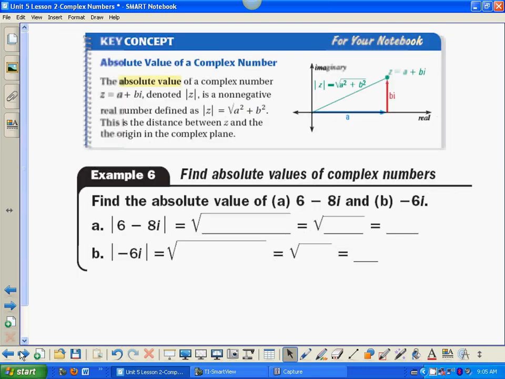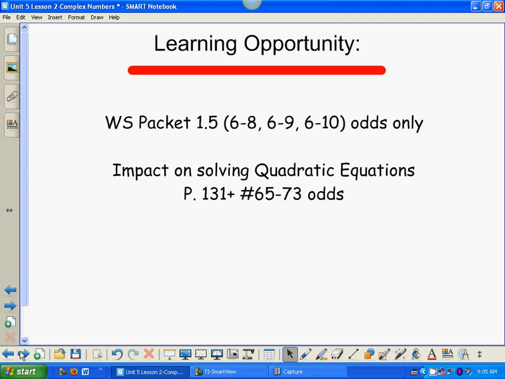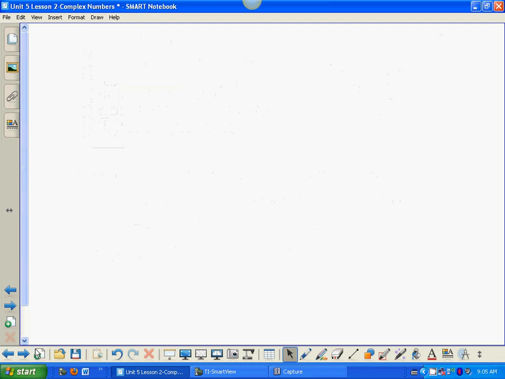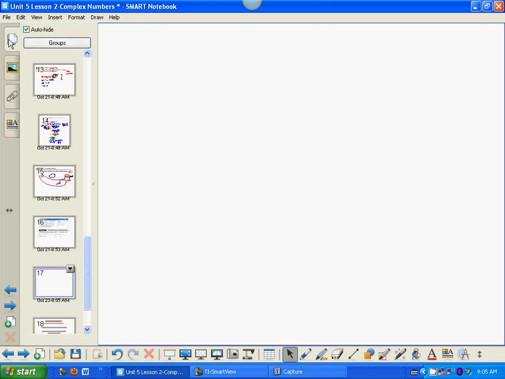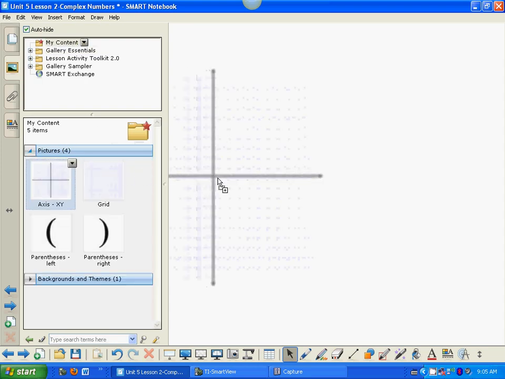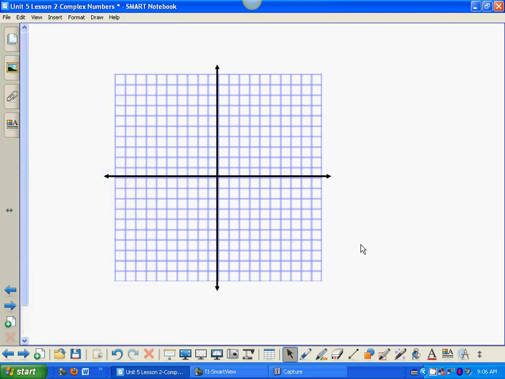So if you're being asked to do the absolute value, I'm actually going to do a new page because this is our last slide. Let's talk about the absolute value of 6 minus 8i. I teach a little bit different than this slide. I think hopefully it'll be a little bit easier. Okay, so if I want to do the absolute value of 6 minus 8i, I'm going to plot it first. 1, 2, 3, 4, 5, 6. 1, 2, 3, 4, 5, 6, 7, 8. So I'm right here. Okay.